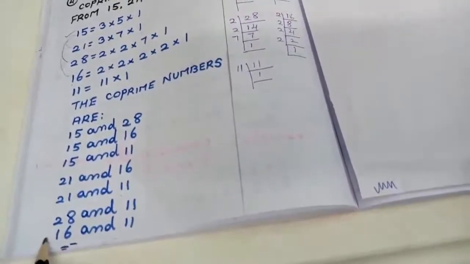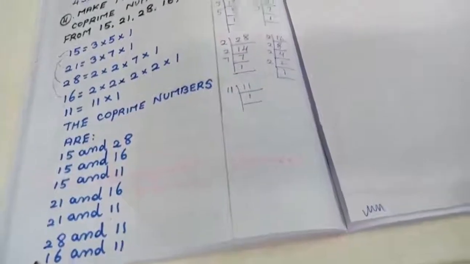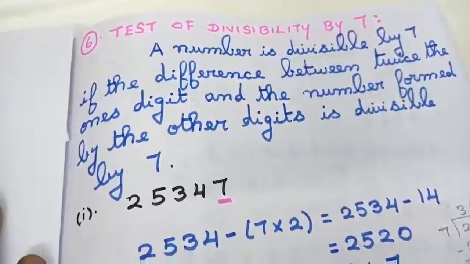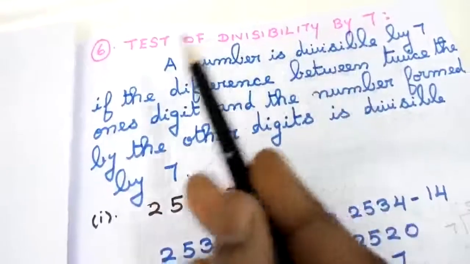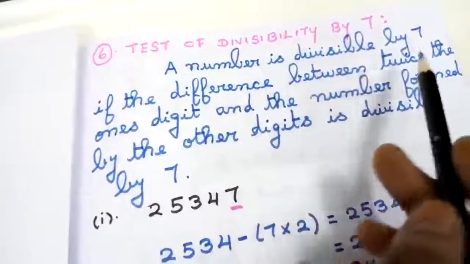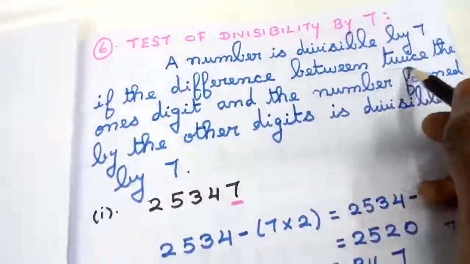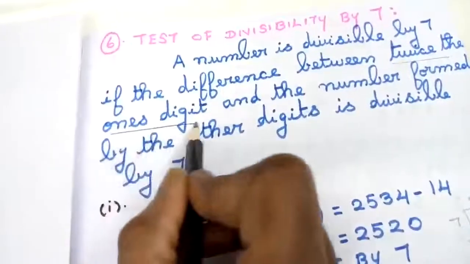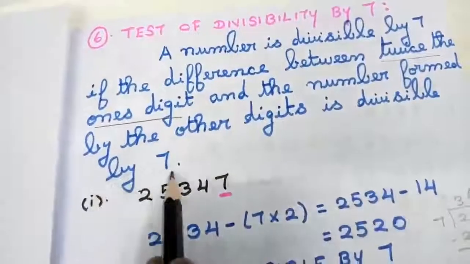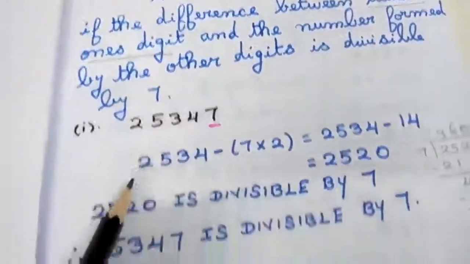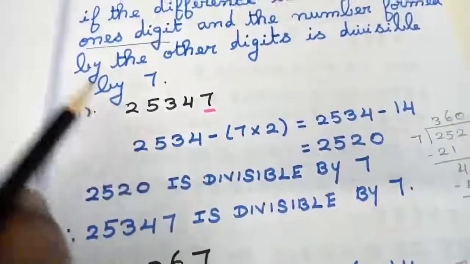Next, we are going to move on to rules for test of divisibility. Divisible by 7. They are giving you a rule here. A number is divisible by 7 if the difference between twice the ones digit and the number formed by the other digits is divisible by 7. Let me give the sums. You will understand why I am doing the sums.